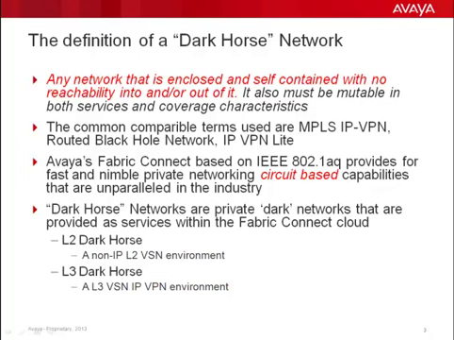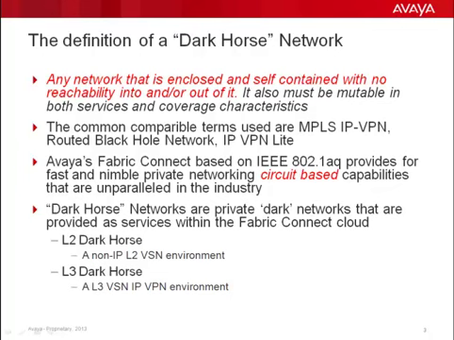A Darkhorse network is any network that is enclosed and self-contained with no reachability into and/or out of it. It also must be mutable in both services and coverage characteristics. The common comparable terms are MPLS IPVPN and routed black hole networks. Avaya's Fabric Connect, based on IEEE 802.1aq, provides fast and nimble private networking circuit-based capabilities that are unparalleled in the industry and do not require complex mixes of protocols or design practices.